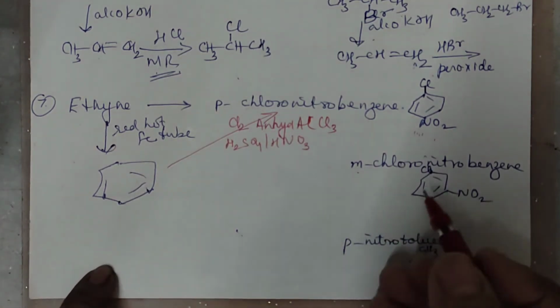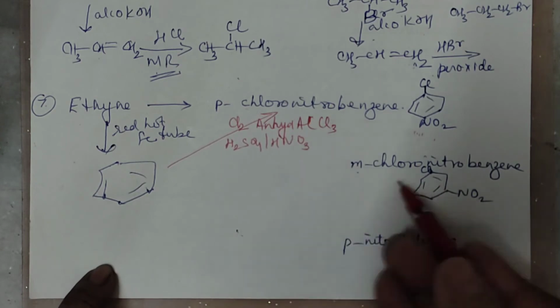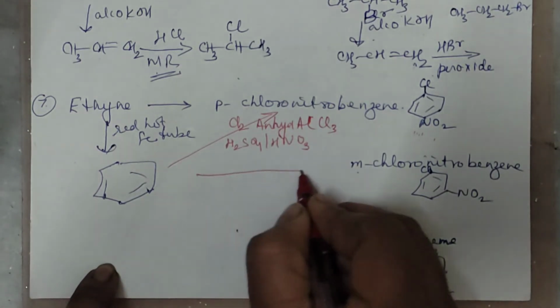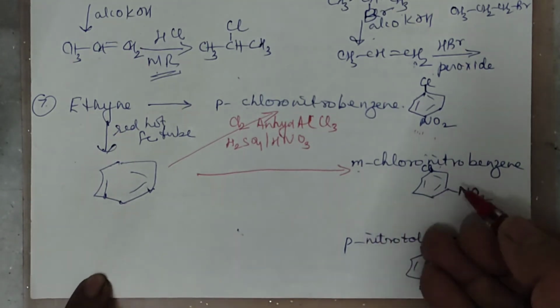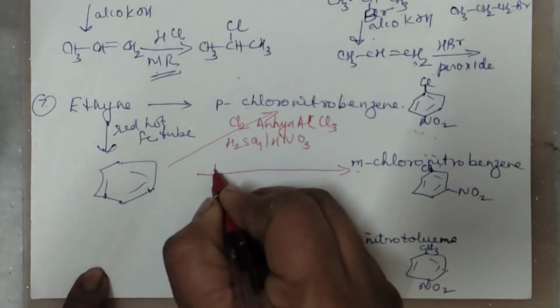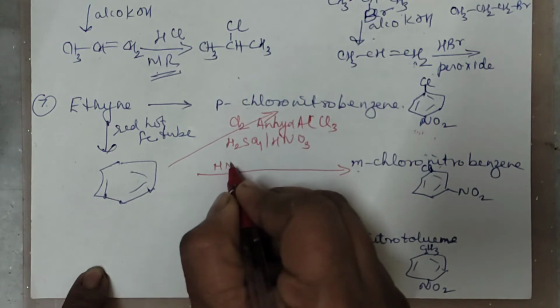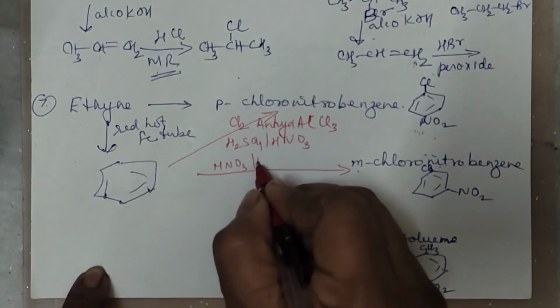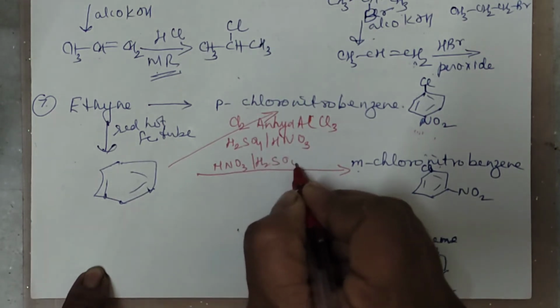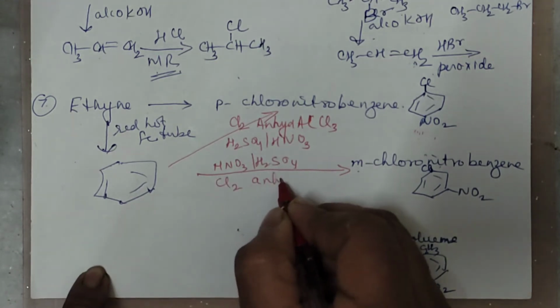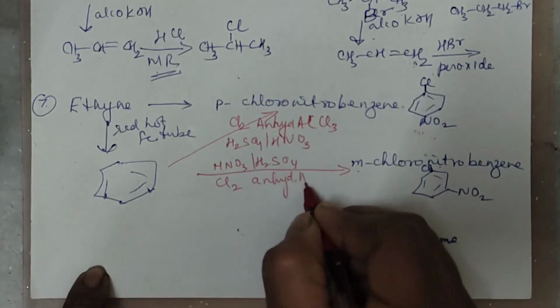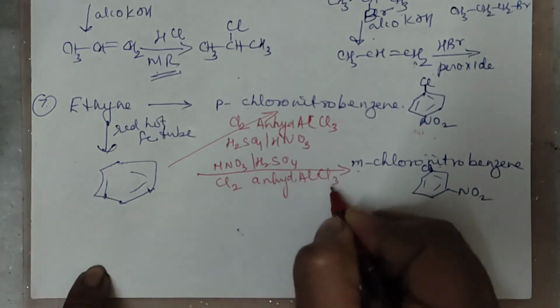In case you want the two at the meta position, then you will carry out the reverse. First nitro is to be introduced because you want both at meta position. The meta-directing group is to be introduced first. So you will carry out the reaction with HNO3, H2SO4 first, and then you will carry out the reaction with chlorine in the presence of anhydrous aluminium chloride.